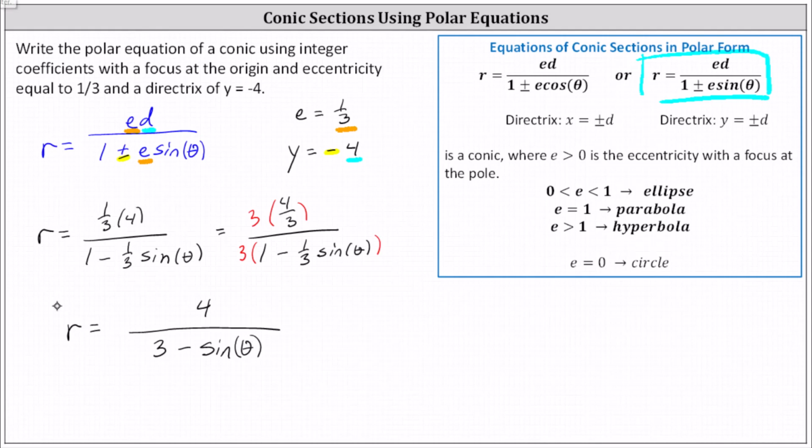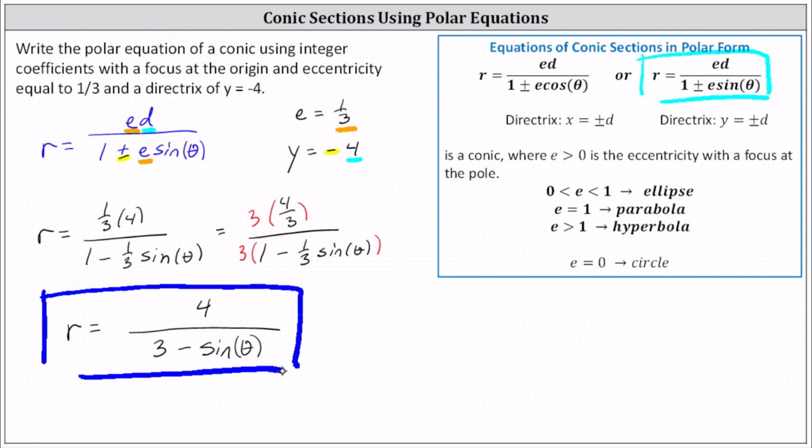This is the polar equation we are looking for, which, because the eccentricity equals 1/3, which is between 0 and 1, would be an ellipse.